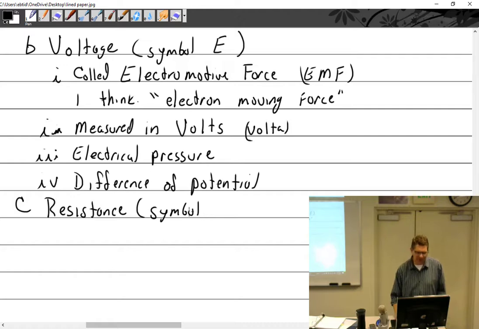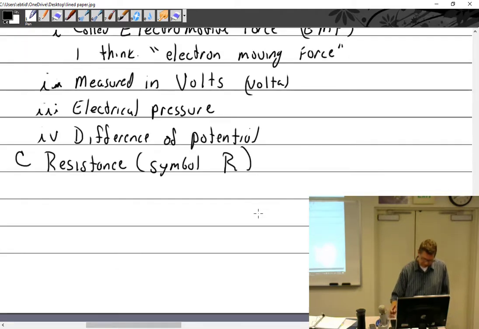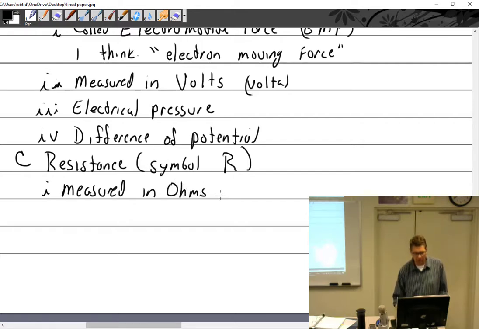The symbol is R. R for resistance. Or the omega. All right, measured in what? Ohms, O-H-M-S. The Lululemon sign. Named after George Simon Ohm. That's for real.